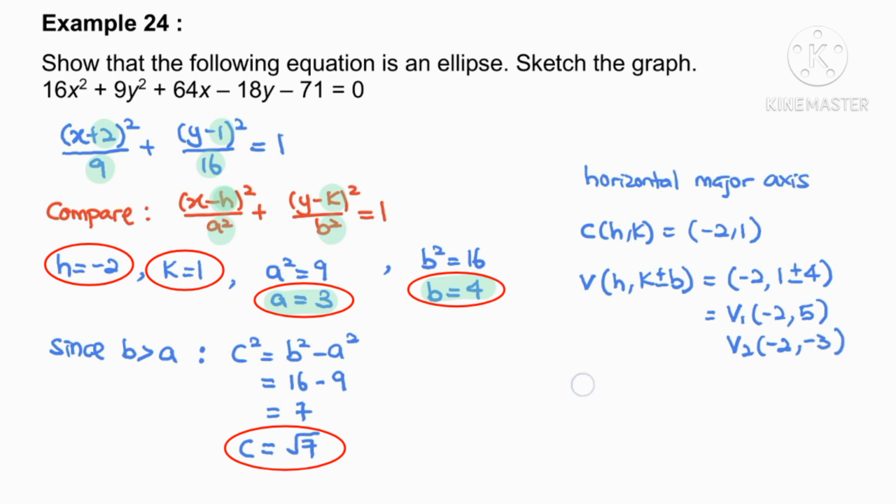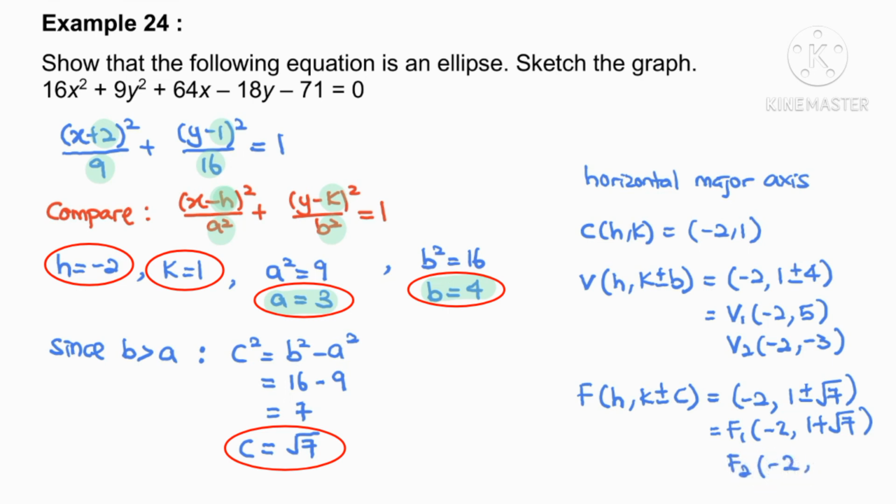Next is the foci. We have (h, k plus or minus c). So it is (-2, 1 plus or minus square root of 7). Same as the vertices, the foci also have two coordinates. So the first coordinate we let as F1 is (-2, 1 plus square root of 7), and the second coordinate is F2, (-2, 1 minus square root of 7).